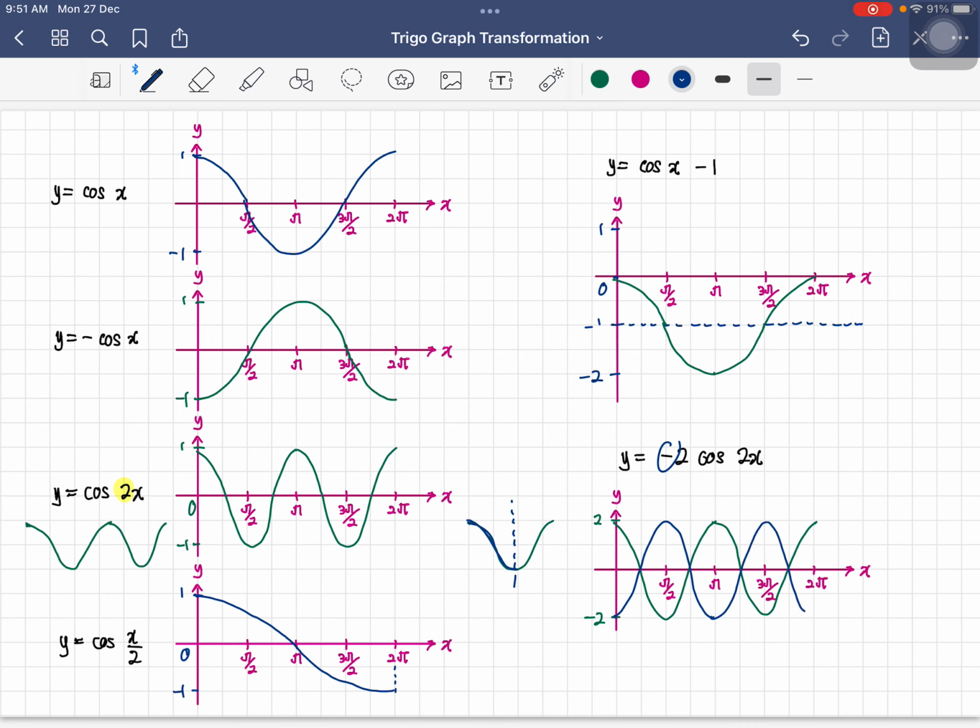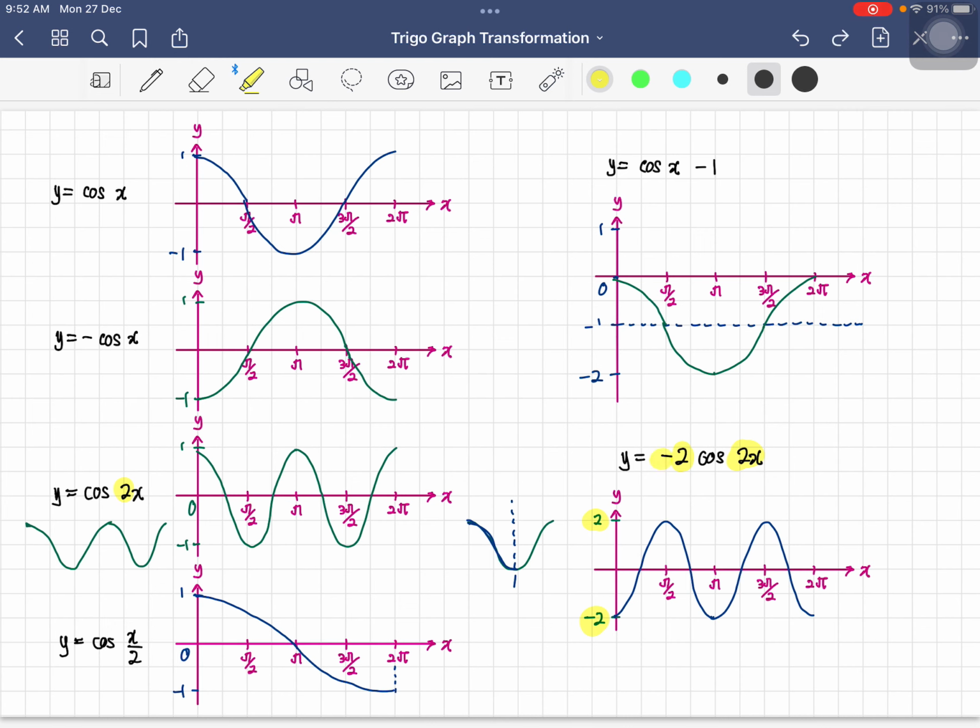So this is your -2 cos of 2x. That 2x means that you have 2 cycles. This is 1 and 2 cycles, but with the negative, the negative 2 means the amplitude is 2 and negative 2, and negative means that you have to reflect it about the x-axis.